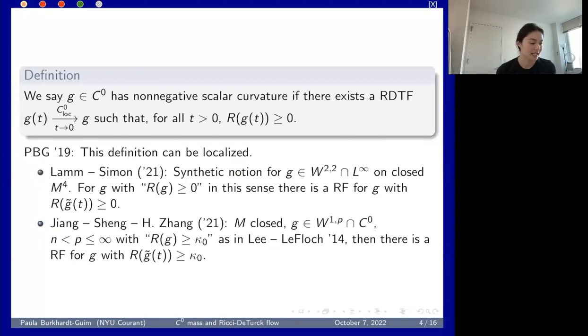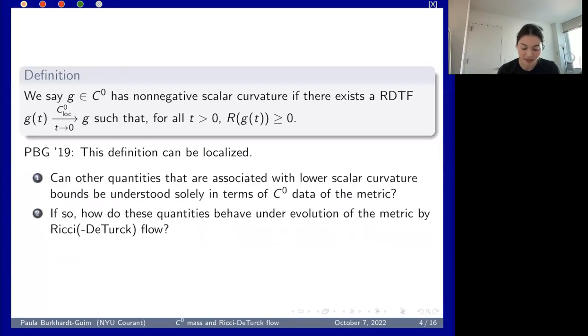Okay. All right, so all of this context leads us to ask, well, can you only do this for lower scalar curvature bounds? Or could you play a similar game with other metric quantities that are somehow associated with the scalar curvature? So can other quantities that are associated with lower scalar curvature bounds be understood solely in terms of C0 data of the metric? And if so, how do these quantities behave under evolution of the metric by Ricci or Ricci-DeTurck flow, and can we learn anything from studying them in this way?